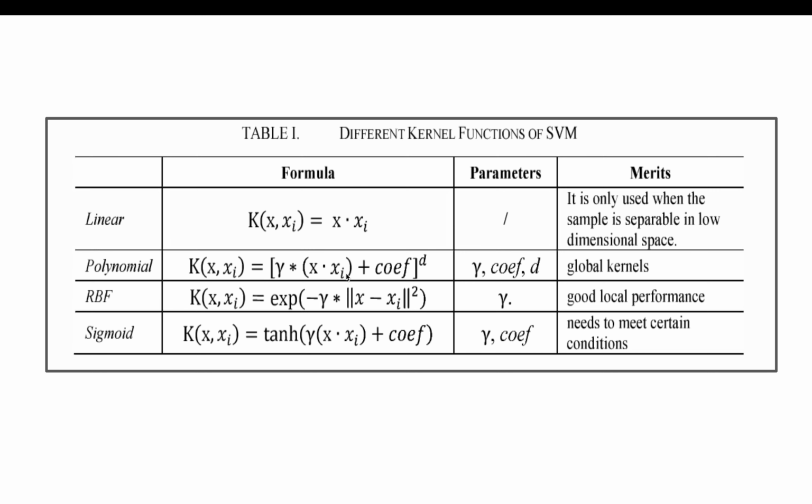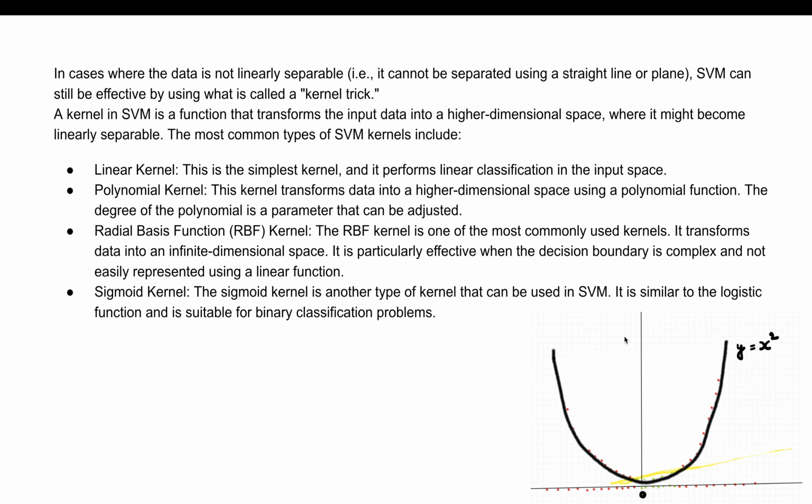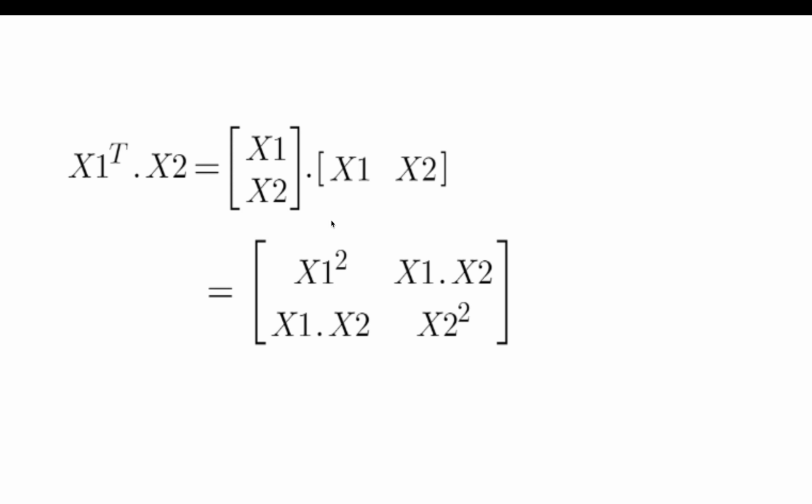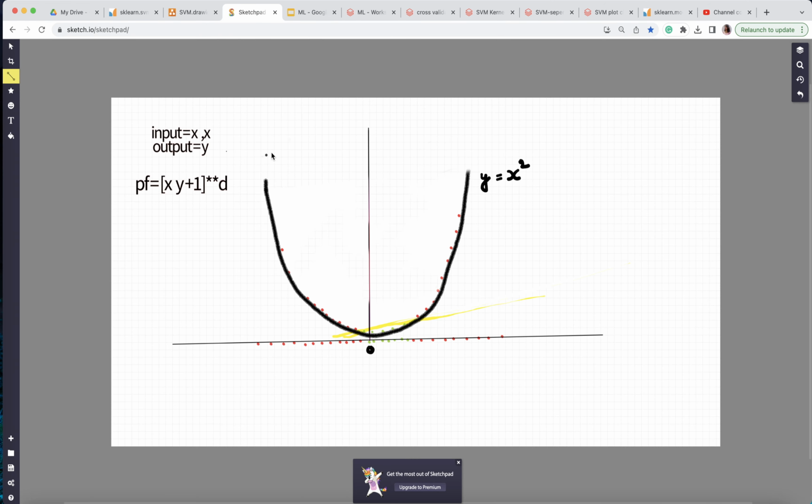So basically what happens, especially in the case of polynomial, is, let me show you this particular diagram. Basically, if you see this, this is what we discussed. The moment you apply any polynomial function, the points will be plotted somewhere at the top, and you will be able to get the hyperplane over here.